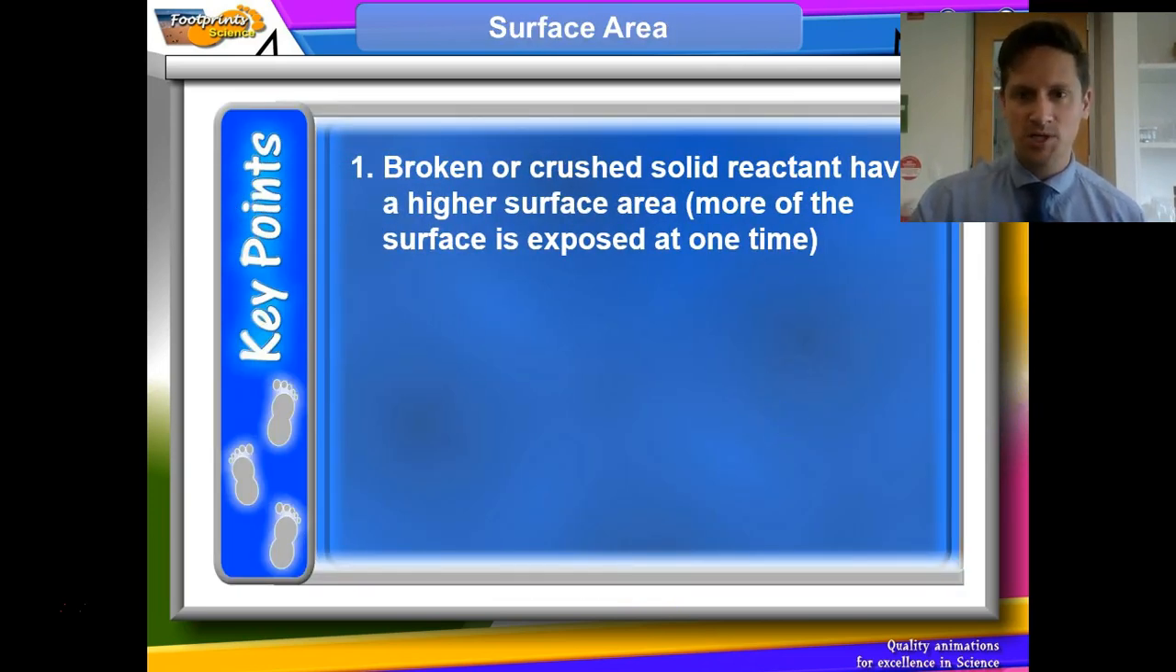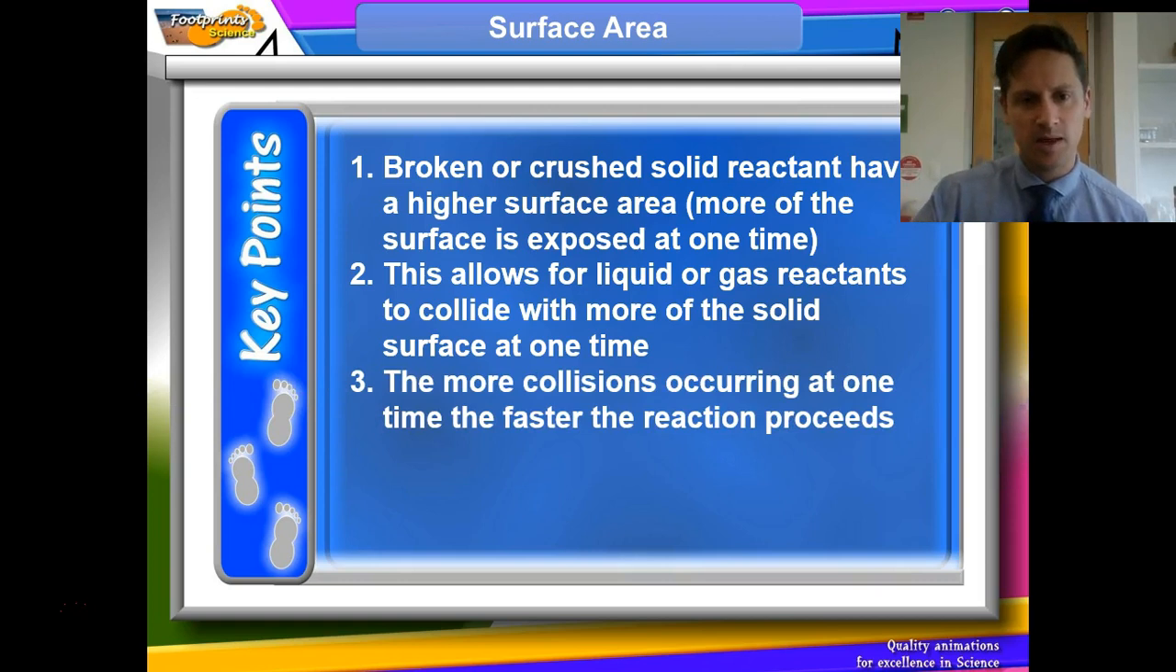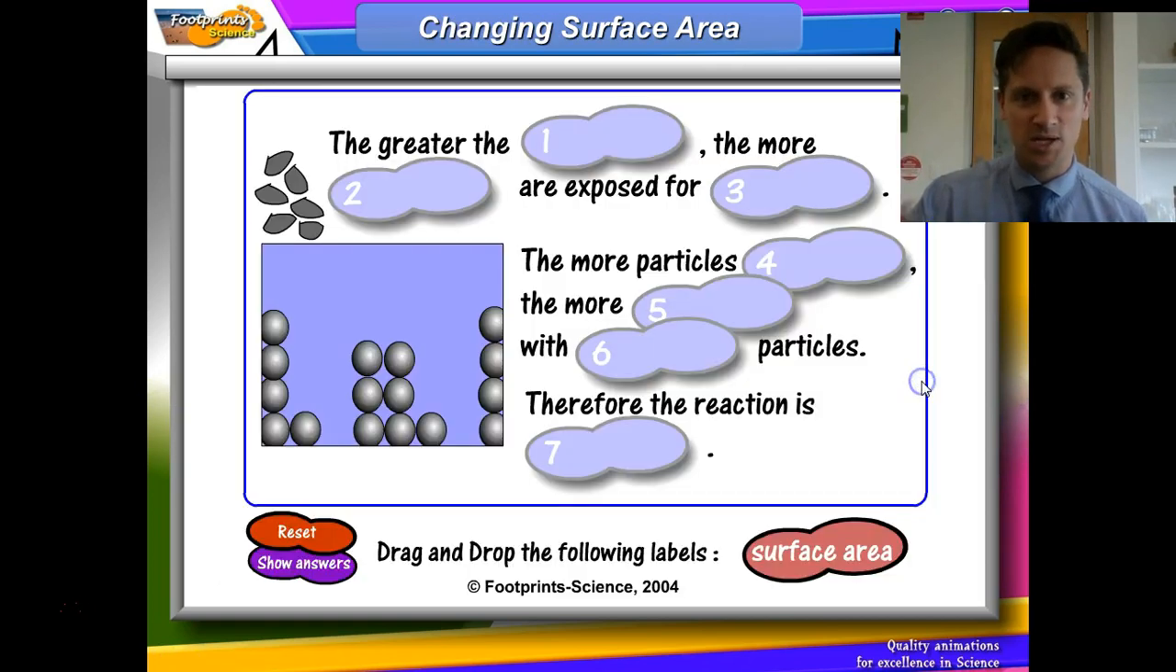If you break or crush a solid reactant, it has a higher surface area. More of the surface is exposed at one time. And this allows for liquid or gas reactants to collide with more of the solid surface at one time. This is the same concept behind maybe tablets that dissolve in water and then you can drink it. Okay? It happens more quickly. The more collisions occurring at one time, the faster the reaction is proceeding.